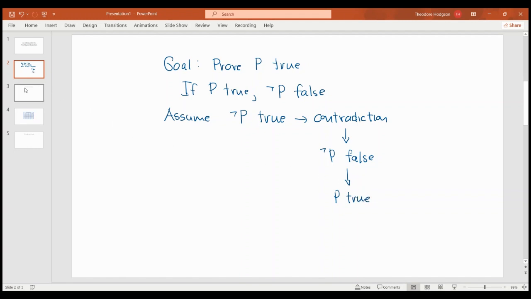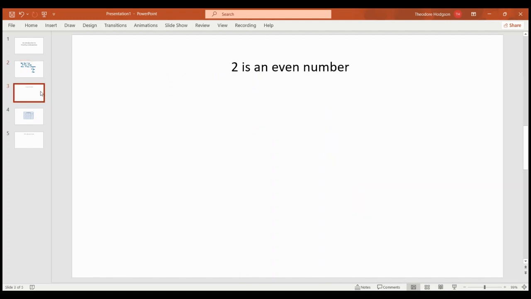So we're going to work through a couple examples in some short videos. The first statement I'd like to work on is this one right here. It's an easy one. 2 is an even number. That is my statement P. Well, we know that's true, but let's complete this in a proof by contradiction.